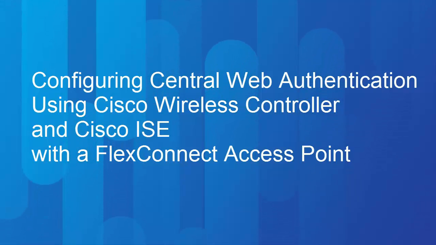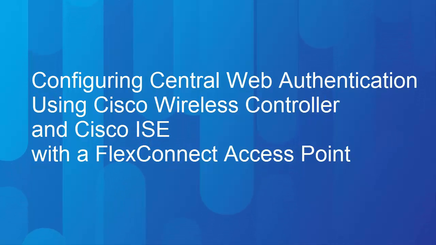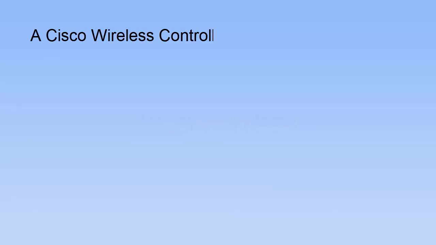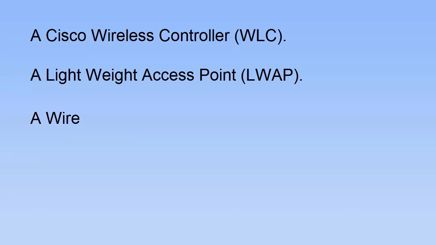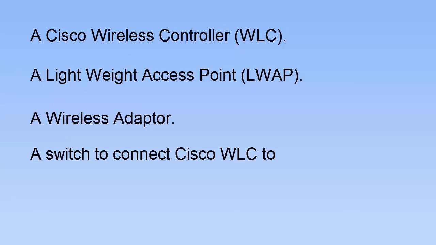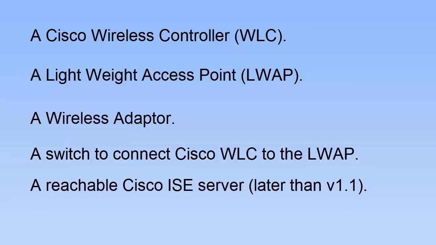This video explains how to configure Central Web Authentication using a Cisco Wireless Controller or Cisco WLC and a Cisco Identity Services Engine or Cisco ISE. To configure Central Web Authentication, the following components are required: a Cisco Wireless Controller, a lightweight access point, a wireless adapter, a switch to connect Cisco WLC to the LWAP, a reachable Cisco ISE server.